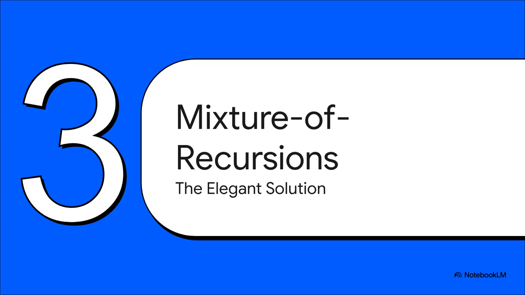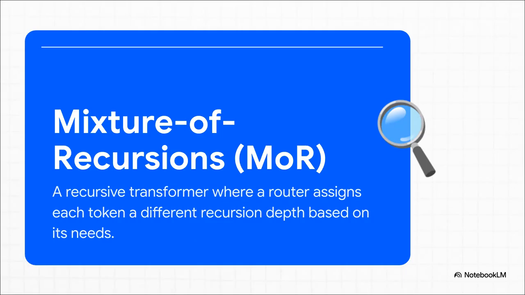Okay, so that's the first piece of the puzzle, looping. Now, let's take that idea and kick it up a notch. This is where we get to the main event. If a recursive transformer is about looping, then Mixture-of-Recursions is about looping intelligently. And this is where things get really clever. So this is the absolute game changer.